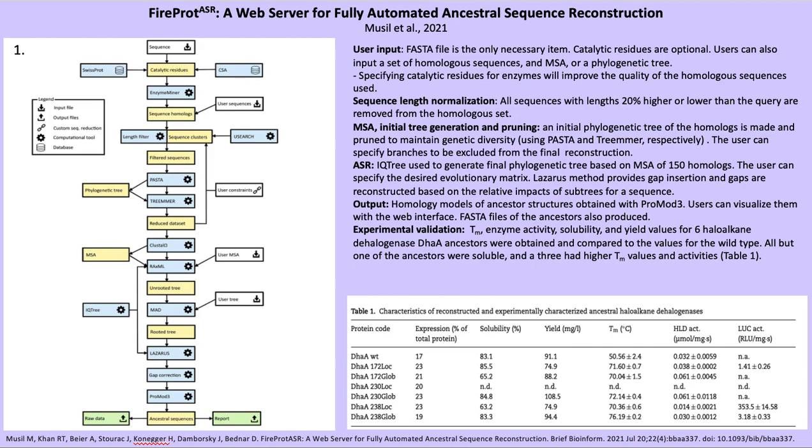They found pretty promising data, namely that only one of these ancestors was insoluble and all the others were decently soluble, had decent yields, and all but one had significantly higher Tm values than the wild type, and 2 had significantly higher activities than the wild type on haloalkanes. So overall, this demonstrated that the workflow could successfully conduct ASR and yield viable sequences very conveniently.